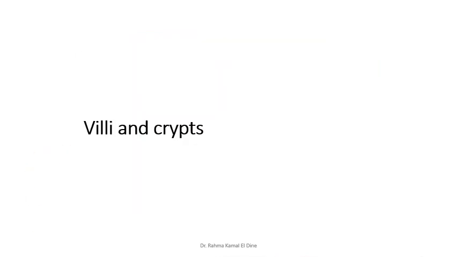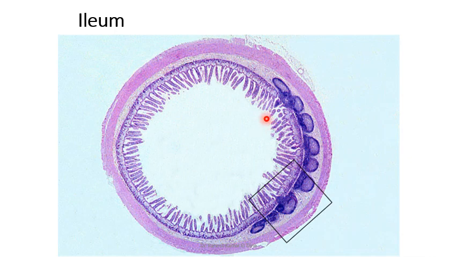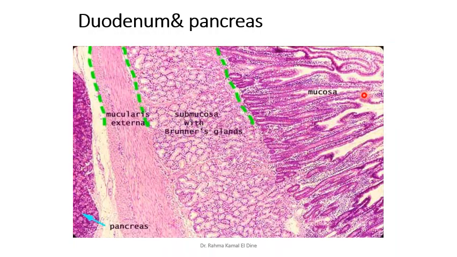Again, these are the villi and these are the crypts. Between the villi there is space, while between the crypts there is connective tissue. On one side, at the submucosa, there are Peyer's patches, so it is ileum. Here are the villi and these are the crypts. Between the mucosa and the muscle layer there are glands, which are Brunner's glands, which are usually the duodenum.